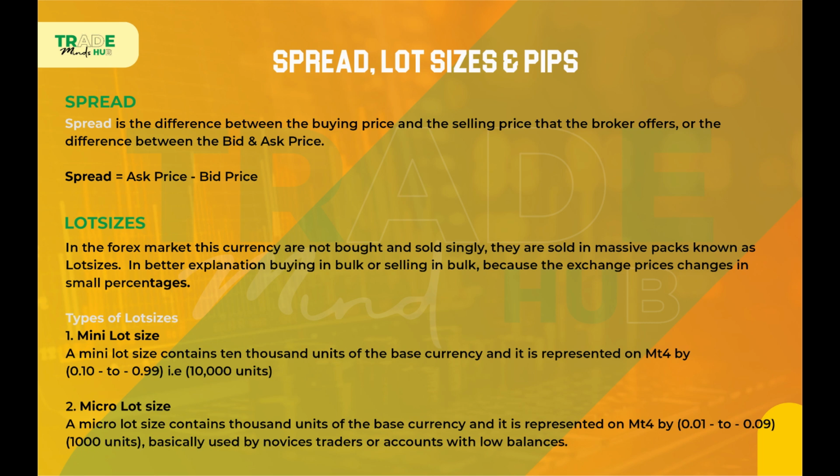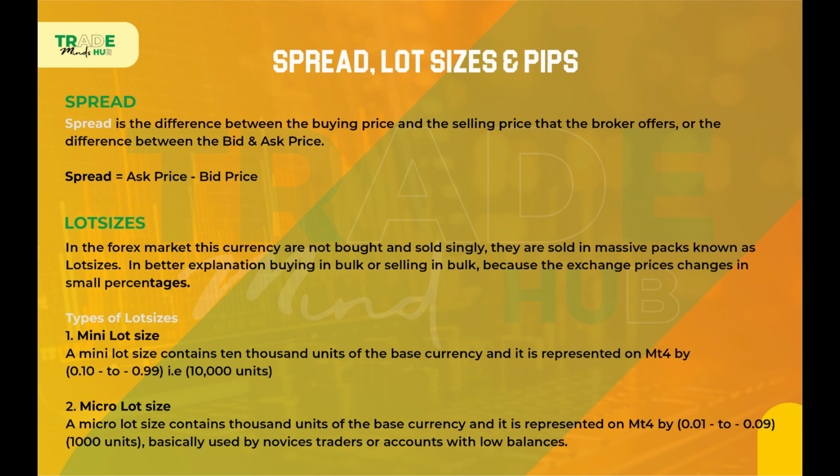Now, what do they represent in terms of volume, and how is it represented in our MT4? Now, a mini lot size contains 10,000 units of the base currency. Remember, during our currency pairs, I talked about base and quote currencies. That's why we are proceeding gradually, one step at a time. You have to know this to proceed to the next point, and you have to know that to proceed to the next.